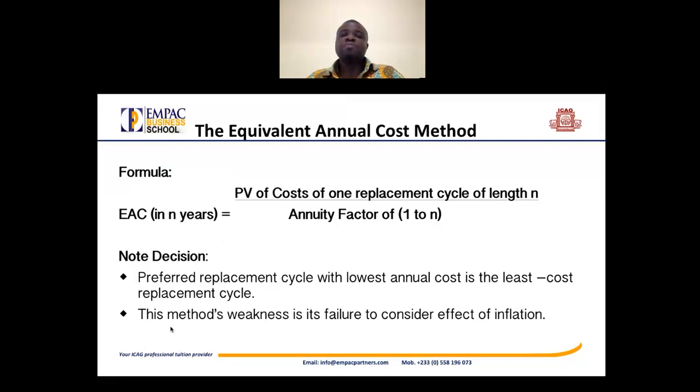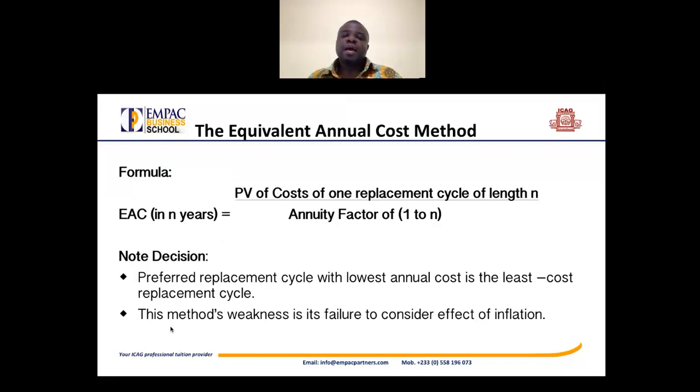Then when it comes to the decision, I've already stated that the preferred replacement cycle is usually the lowest cost among the cycles. So if I am considering a 1 year cycle, 2 year cycle, and 3 year cycle, I would have to determine the PV of cost of all the replacement cycles, determine their annuity factors, and divide by each of them to arrive at an equivalent annual cost. I will compare the equivalent annual cost of all the cycles and determine which one is the lowest, and that will be the optimum cost which will be adopted for asset replacement.